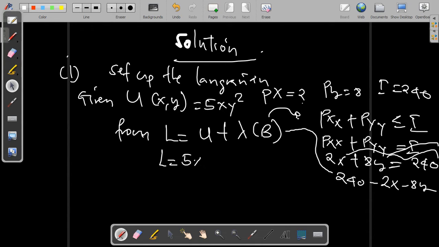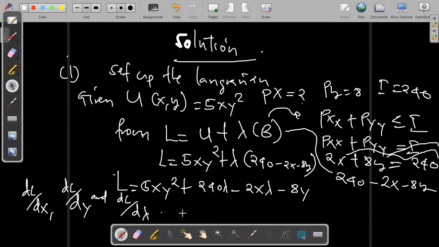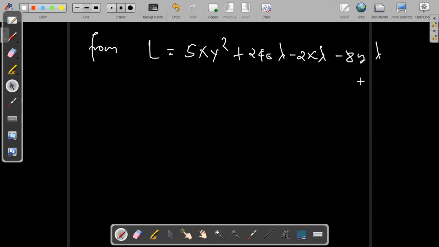Now plug in the budget line, that is 5xy² plus lambda times the bracket 240 minus 2x minus 8y. Before differentiating, we expand the bracket. So for that case, we differentiate dL with respect to x, the second time we differentiate dL with respect to y, and the third time we differentiate dL with respect to lambda. So we begin by setting up the Lagrangian: L is equal to 5xy² plus 240 lambda minus 2x lambda minus 8y lambda.